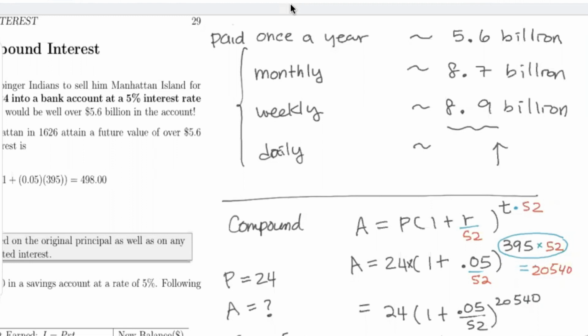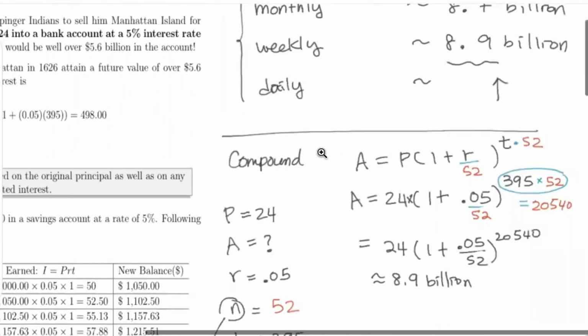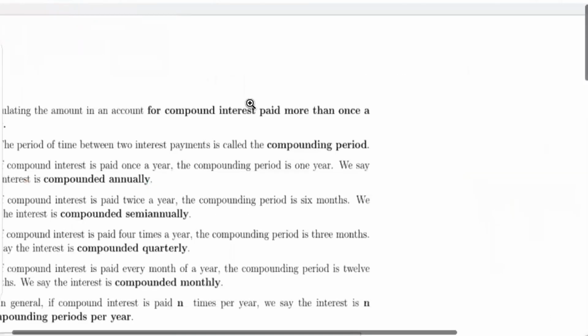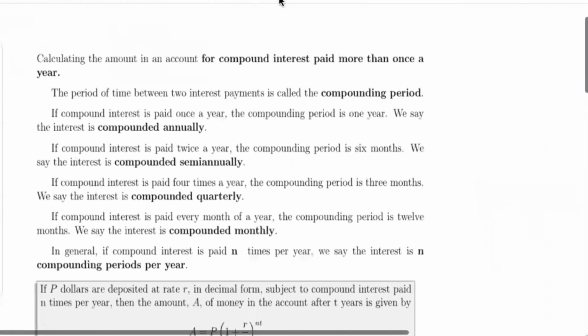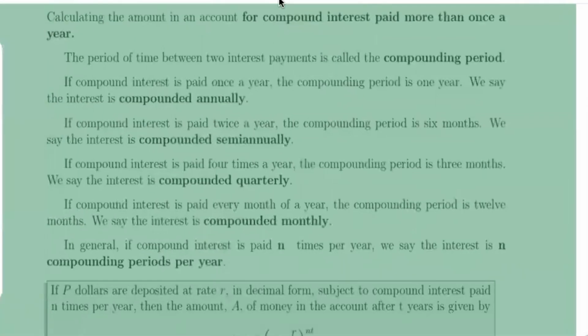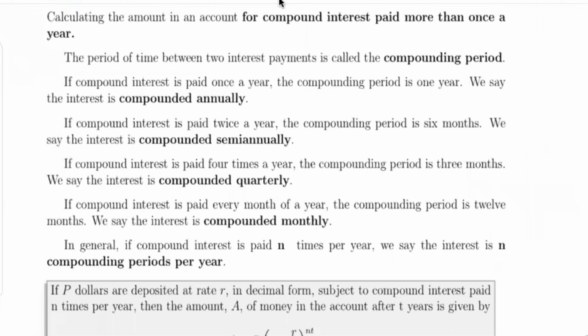All right, so let's review the power of compounding. Do we understand the formula like this? Okay, so let's have another example right here. If we understand the formula, I want to go over the meaning of this. Let's make it big. Next page. We can do an example next time. Calculating amount for compound interest, paid more than once a year.